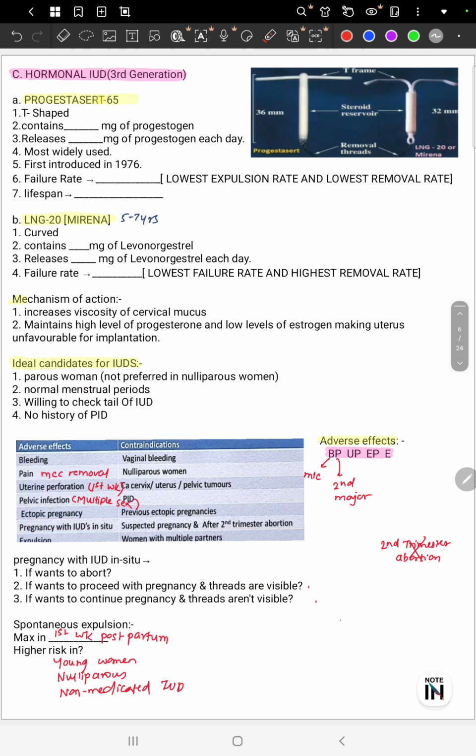In such a condition, mostly the females remove the threads, but this can cause problems. If she wants to continue the pregnancy and the threads aren't visible, then she is worried whether it has already been expelled or is still inside and only the threads are not visible. So she should visit a gynecologist and a uterine examination is done. However, abortion is not done in the second trimester. There is a higher risk of spontaneous expulsion in young women, nulliparous women, and when using non-medicated IUDs.